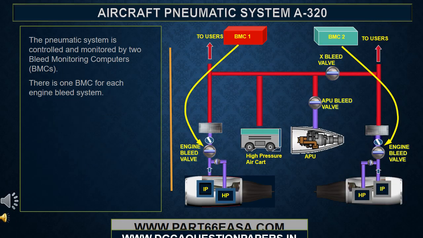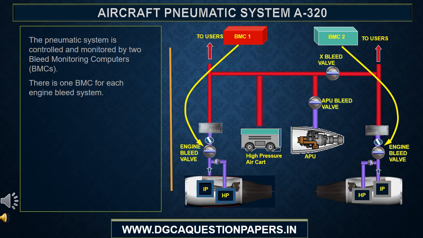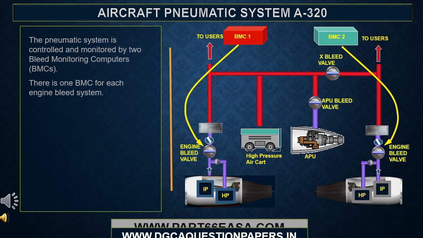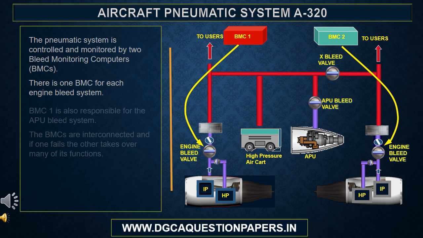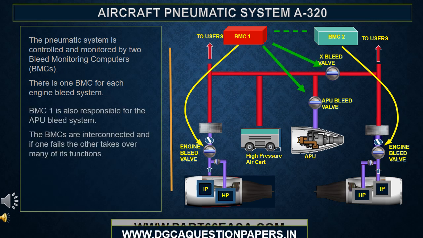The pneumatic system is controlled and monitored by two bleed monitoring computers, or BMCs. There is one BMC for each engine bleed system. BMC1 is also responsible for the APU bleed system. The BMCs are interconnected, and if one fails, the other takes over many of its functions.